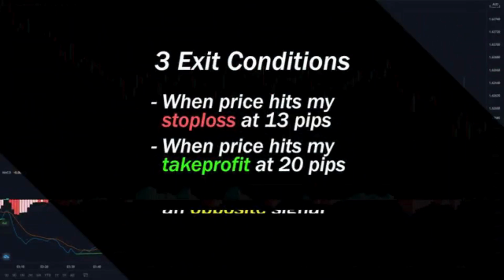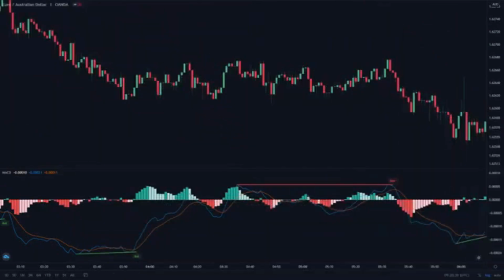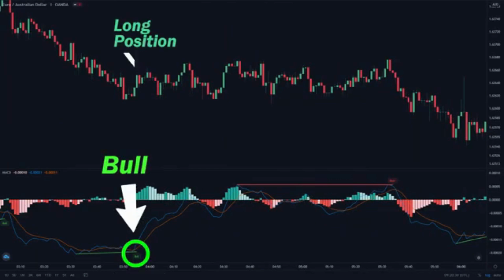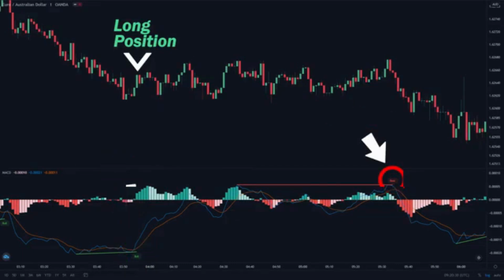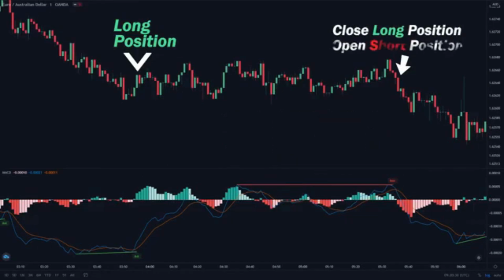My third exit condition is when the indicator displays an opposite signal. For example, let's say the indicator displays a bull sign, meaning I would take a long position. If the indicator displays an opposite signal, in this case a bear, before the other 2 exit signals were met, I would close my original position and enter a new position based on the new signal.